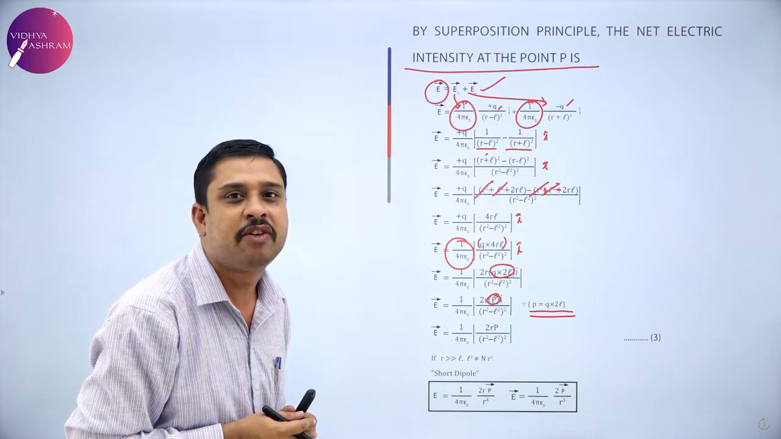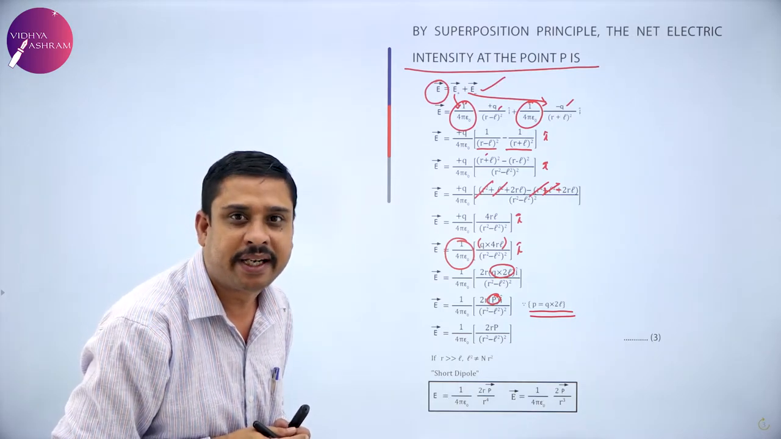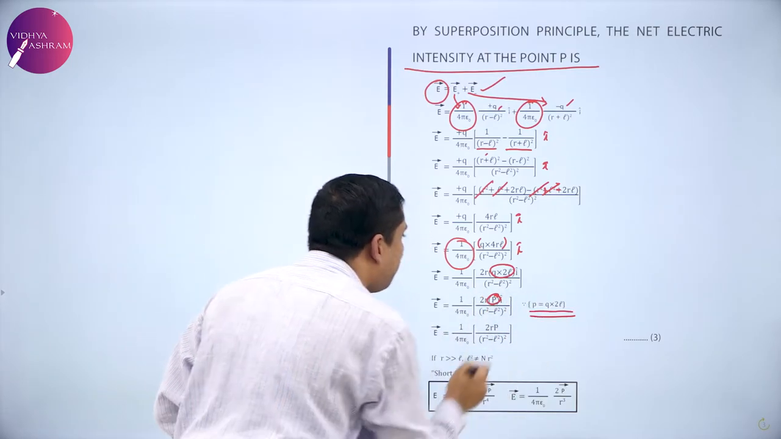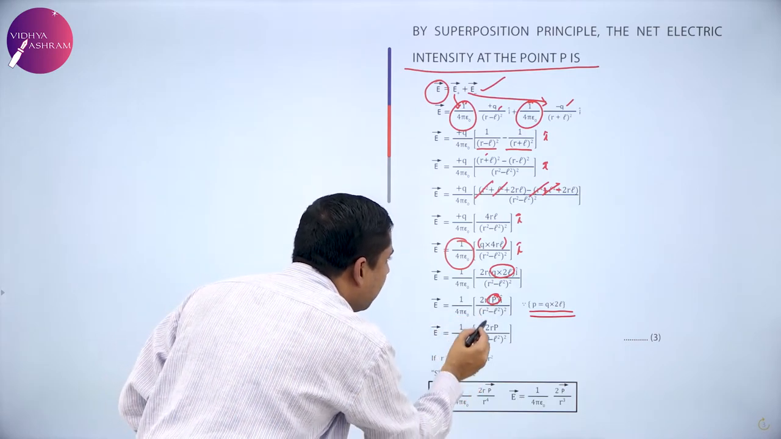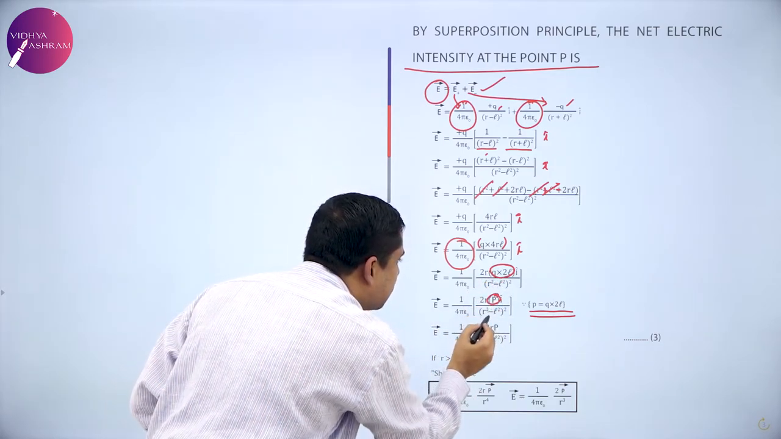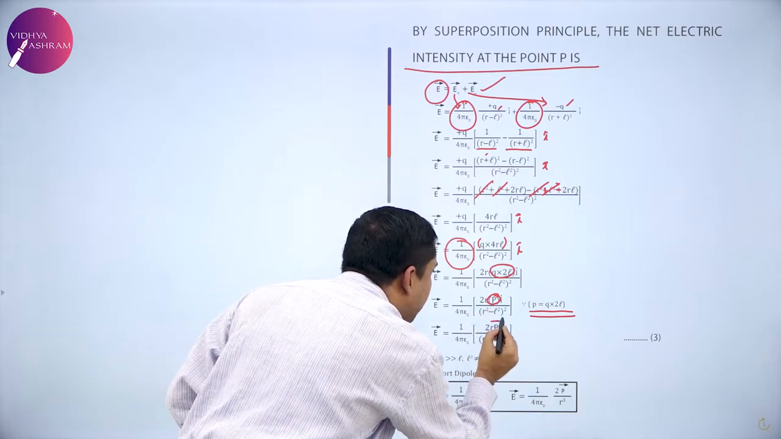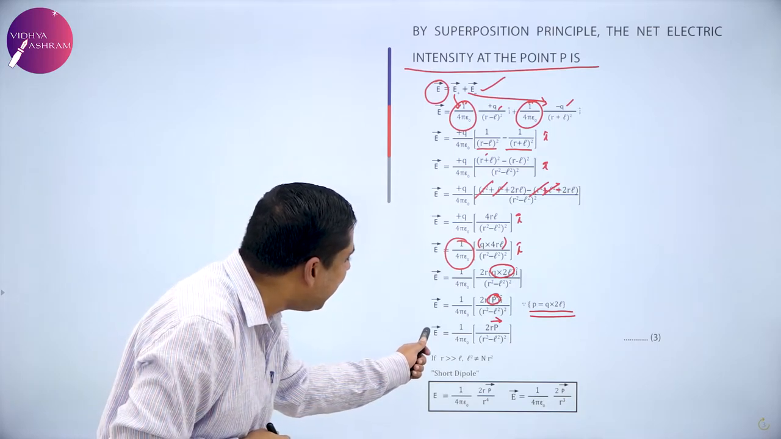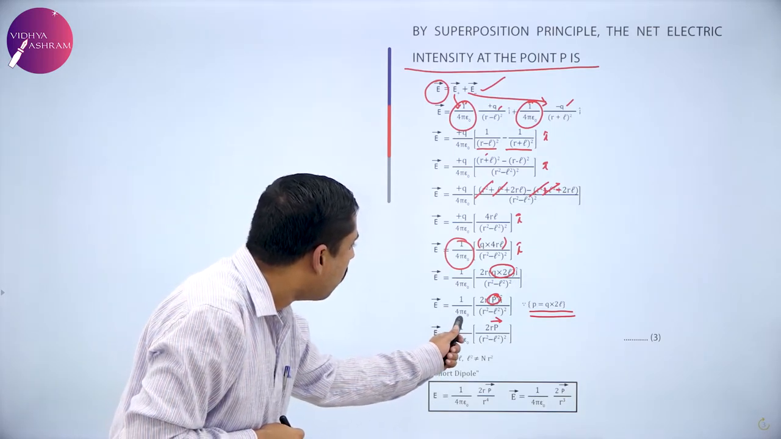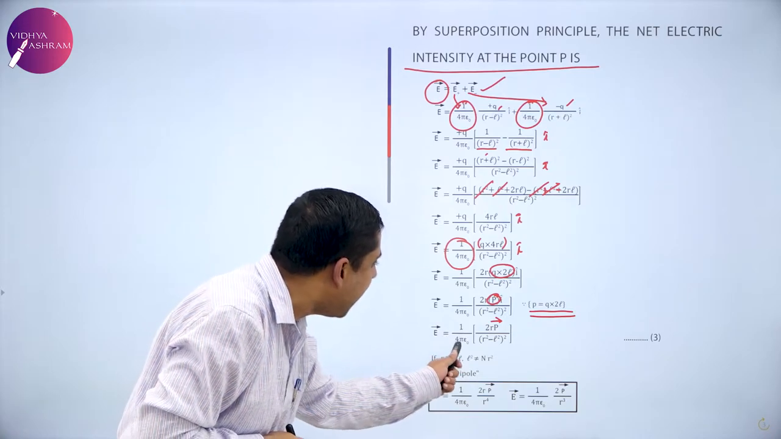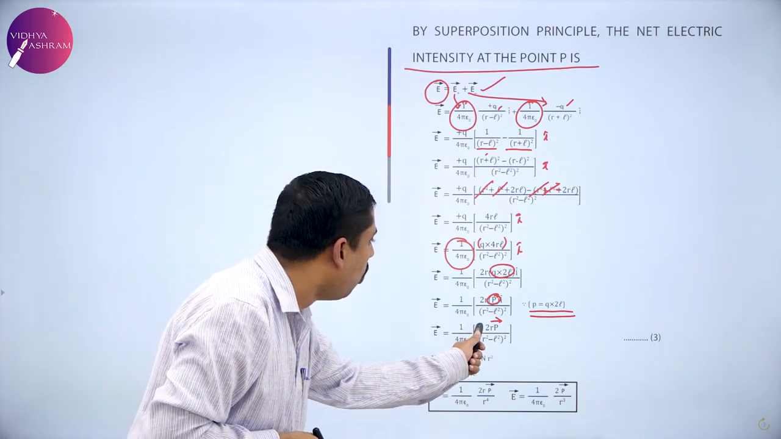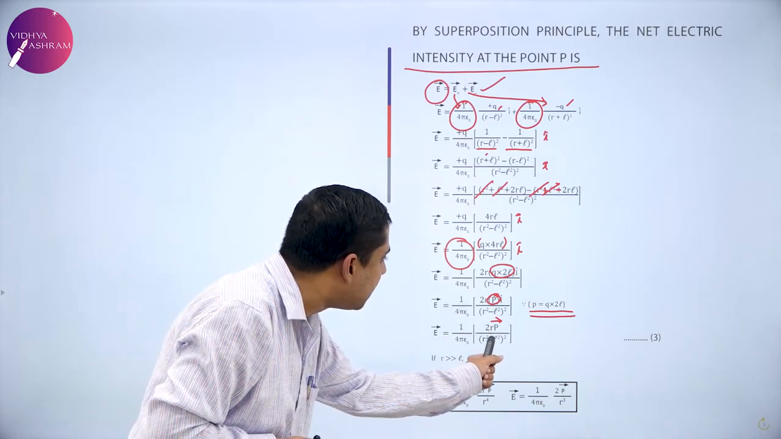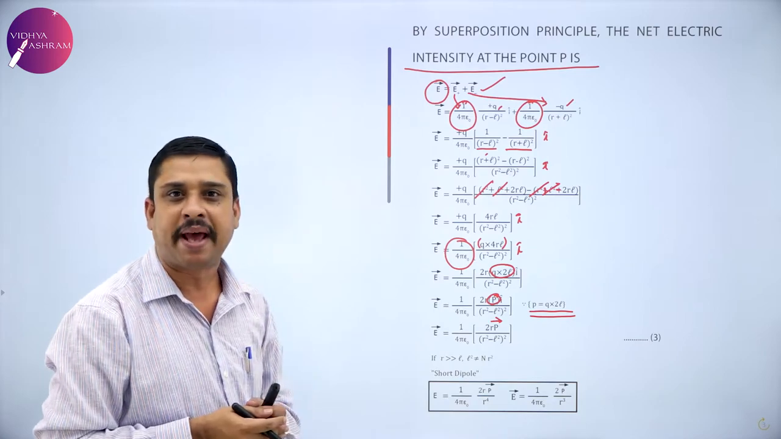I gave you the definition for dipole moment: the product of the charge into the dipole length. So this is 2R. Now Q into 2L is P, P with an I cap, dipole moment was a vector. So we have vector E, intensity, is 1 by 4 pi epsilon naught 2RP divided by R square minus L square the whole square.